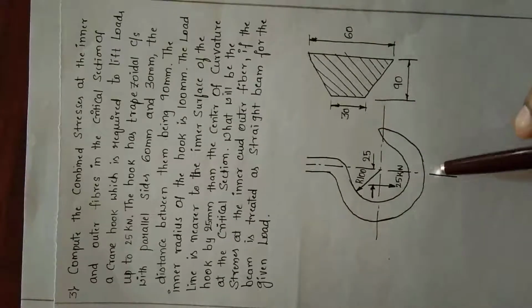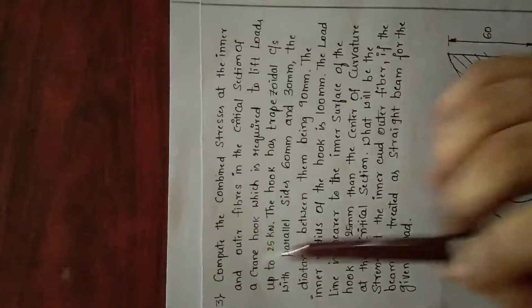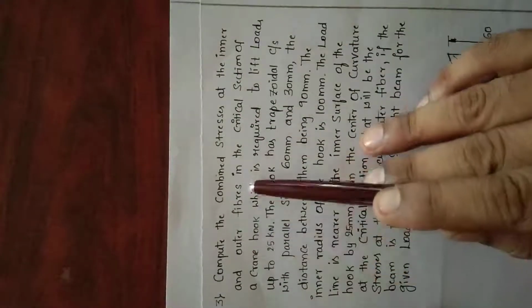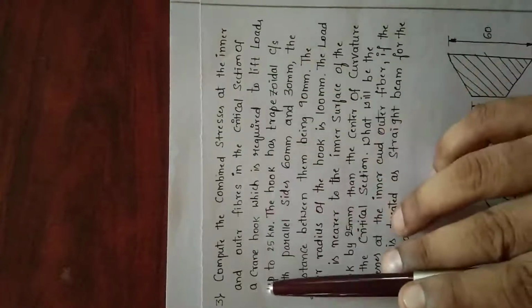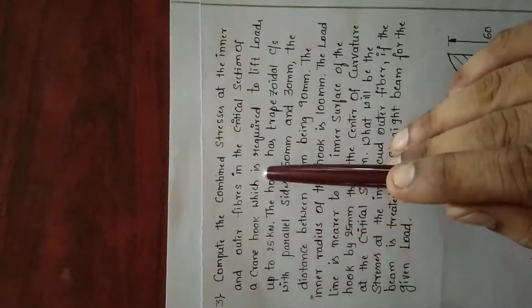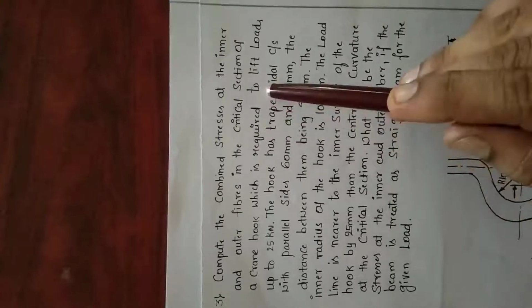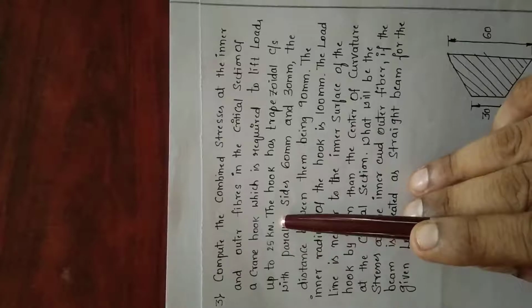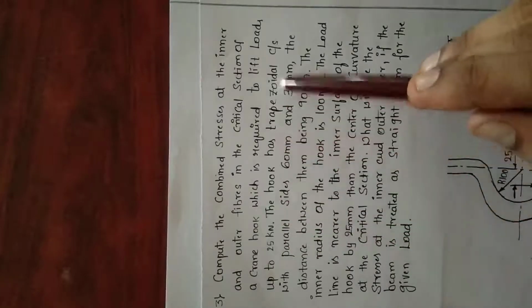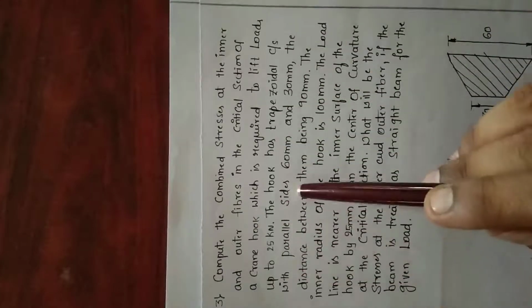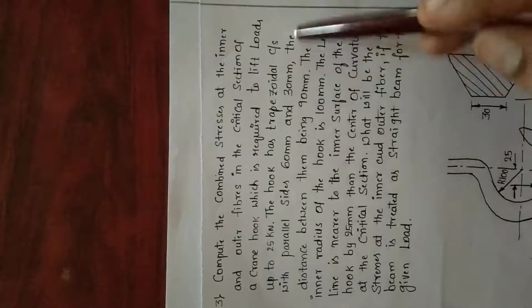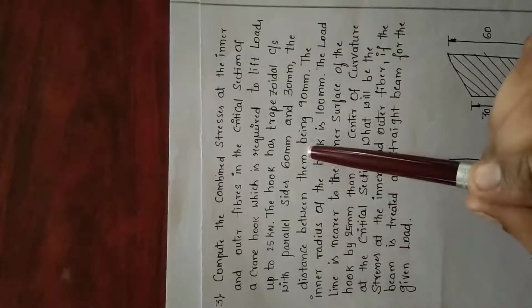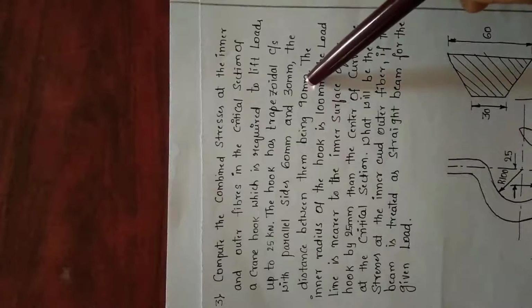Now, first we shall read the question. Compare the combined stresses at the inner and outer fibers in the critical section of a crane hook which is required to lift loads up to 25 kilonewton. The hook has a trapezoidal cross section with parallel sides 60 mm and 30 mm, the distance between them being 90 mm.